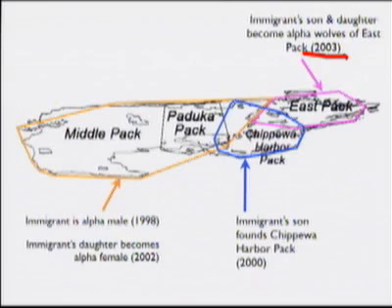Okay, what happens next? In 2003, a son and a daughter of the immigrant become the alpha wolves of East Pack. What happens next is that another son and daughter of this immigrant become the founders of Paducah Pack in 2007. And so here we are in about a 10-year time frame. We have these 4 packs. And remember, if there are 4 packs in a population, that means there are only 8 wolves breeding in the population because there's only 2 wolves breeding in each pack. So Isle Royale has 8 breeding wolves during this period of time.